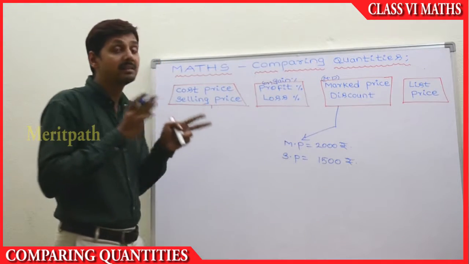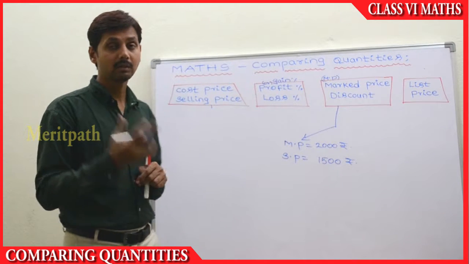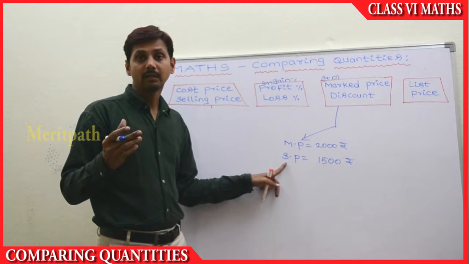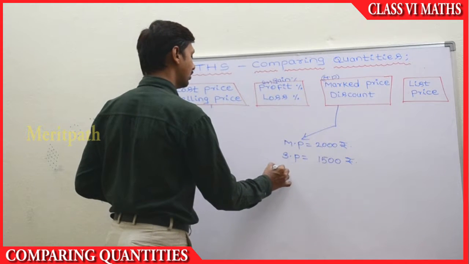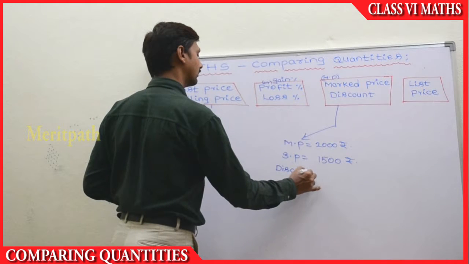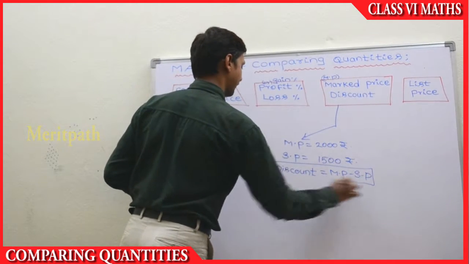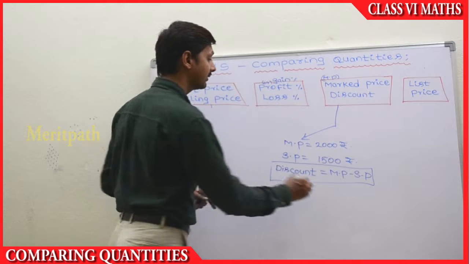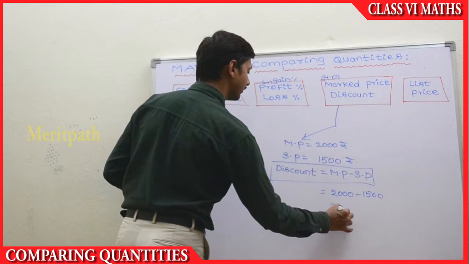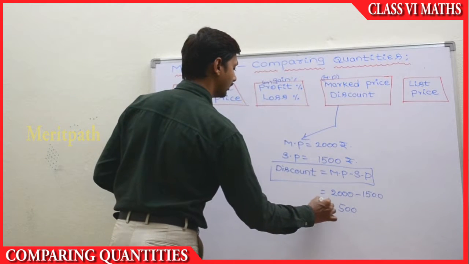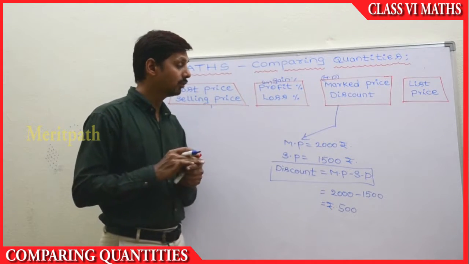So the difference between the mark price and the selling price, what the seller is selling the item for, is called discount. So discount is equal to mark price minus selling price. Mark price we know is 2,000 rupees, minus selling price 1,500. So discount is 500 rupees. Easily you can understand: 2,000, 1,500, and the difference between these two is 500 rupees.